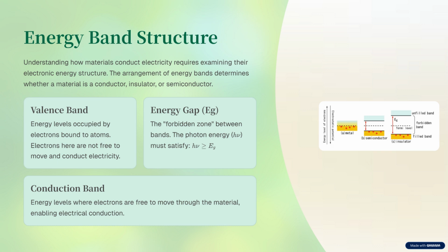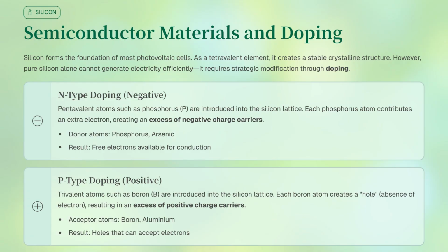For the photovoltaic effect to occur, the energy of the incident photon, expressed as E = hν, must be greater than or equal to this energy gap. This is the forbidden zone that determines the efficiency and spectral response of our cell.